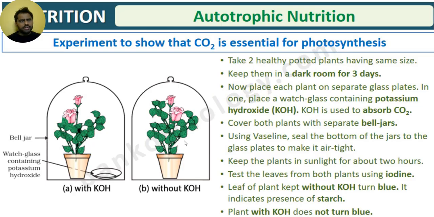So how do we perform the starch test? We drop the iodine solution on the plant. It turns blue. That's it. That indicates the presence of starch. KOH is used to absorb CO2.